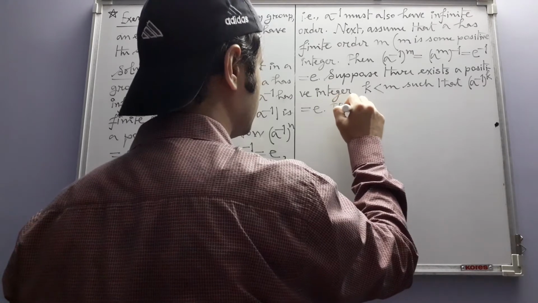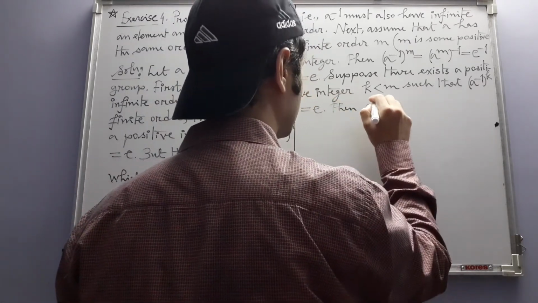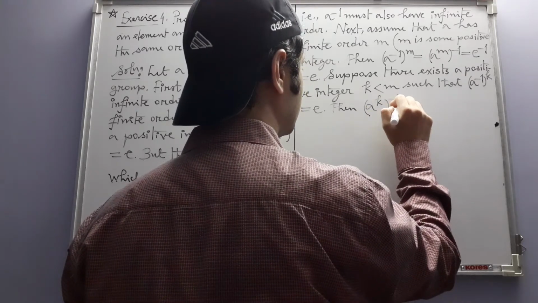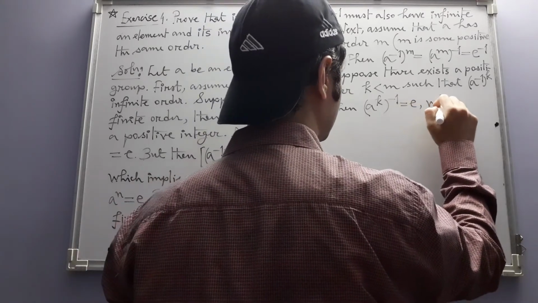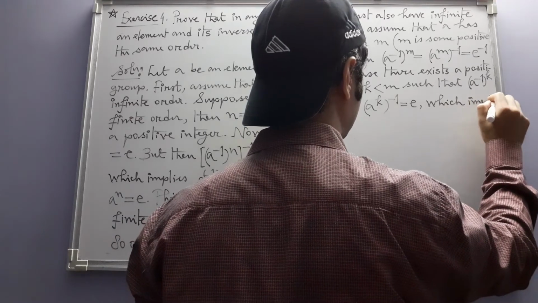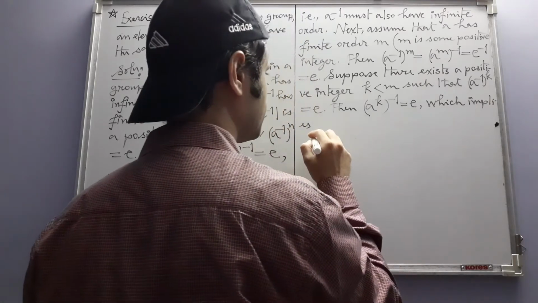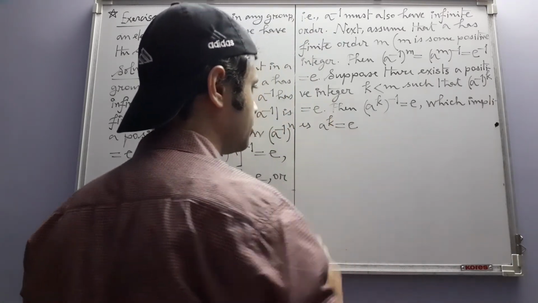Then A to the power k inverse is equal to identity, which implies A to the power k is equal to identity.